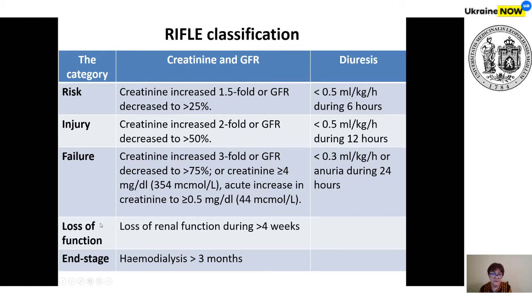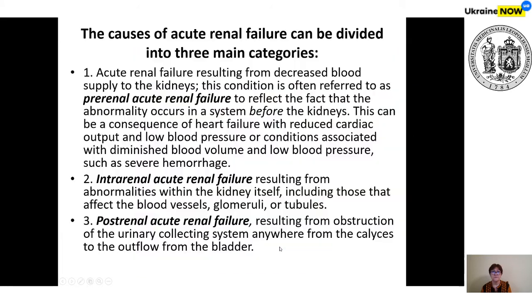And the last 2 grades: loss of function, when renal function is absent for more than 4 weeks, and end-stage renal disease, when the patient needs dialysis for more than 3 months. These 2 grades are mainly for prognosis. The causes of acute renal failure can be divided into three main categories. Acute renal failure resulting from decreased blood supply to the kidneys. This condition is often referred to as prerenal acute renal failure to reflect the fact that the abnormality occurs in a system before the kidneys.